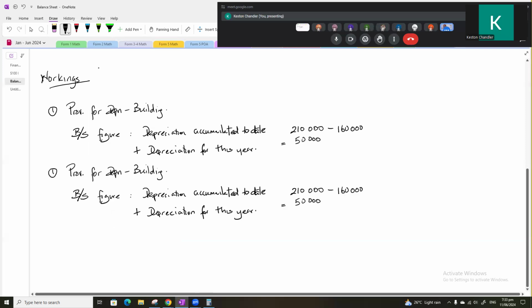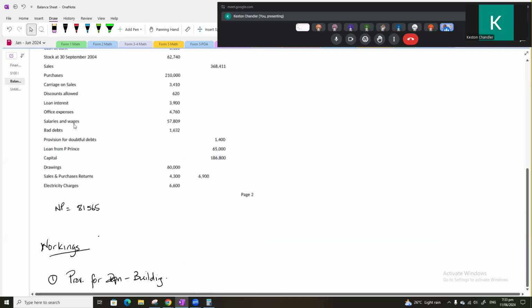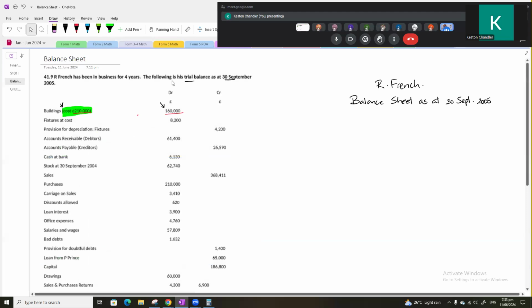Right, so let's just read back to what they said in the question. Our French has been in business for 4 years. The following is his trial balance at the 30th of September 2005. So we have the cost of the building, and they're telling us that our provision or our net book value as at the 30th of September 2005. So that's an important thing for us to note here. The dates are important when we're paying attention to balances.